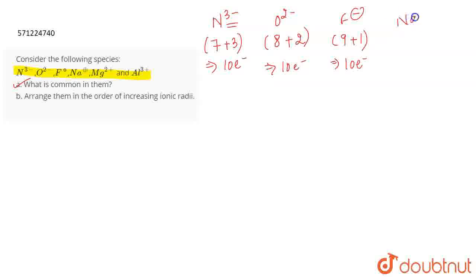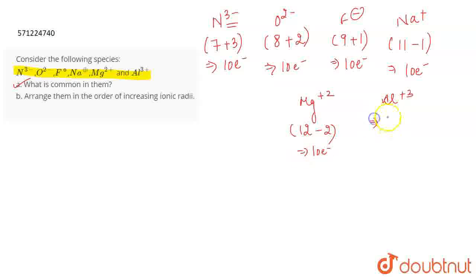Then if I talk about Na plus, now sodium has an atomic number of 11 and there's a loss of 1 electron because the positive sign represents that there's a loss of electron. So again this becomes 10. Okay. Now as far as magnesium plus 2 and aluminium plus 3 are concerned, magnesium has an atomic number of 12 and there's a loss of 2 electrons. This becomes 10 electrons. Similarly, aluminium has an atomic number of 13 and there's a loss of 3 electrons. So again, this becomes 10.